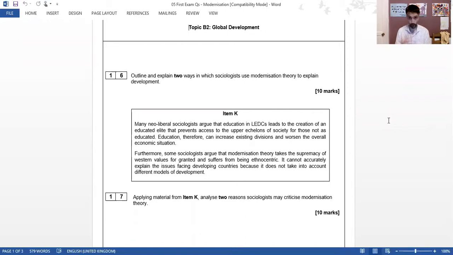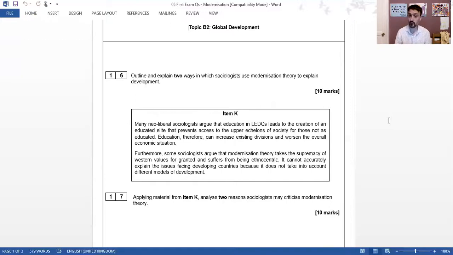That is, free choice, use whatever you like, come up with two ways in which sociologists use modernization theory to explain development. Now, as much as I write modernization theory with a capital and a Z, because I'm me, you'll see that the exam board write it without a capital and an S. Both of them are perfectly fine. The one in the exam is probably the one to go with if you're struggling. That's question 16, and the mark scheme is exactly the same as you're used to.